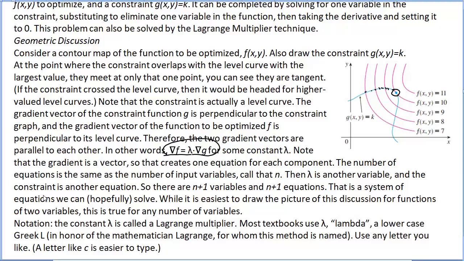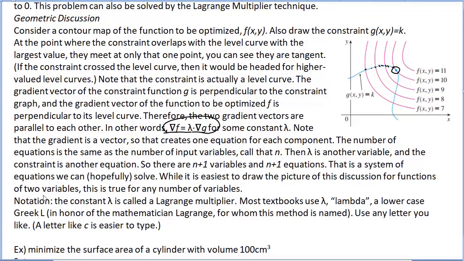Let's look at a problem. Let's see how this works. So let's jump right in with an application. Let's minimize the surface area of a cylinder with a volume of 100 cubic centimeters. First we have to set this up. We have to create the functions that we are going to be using: F, the one we want to optimize, and G, the one for the constraint.